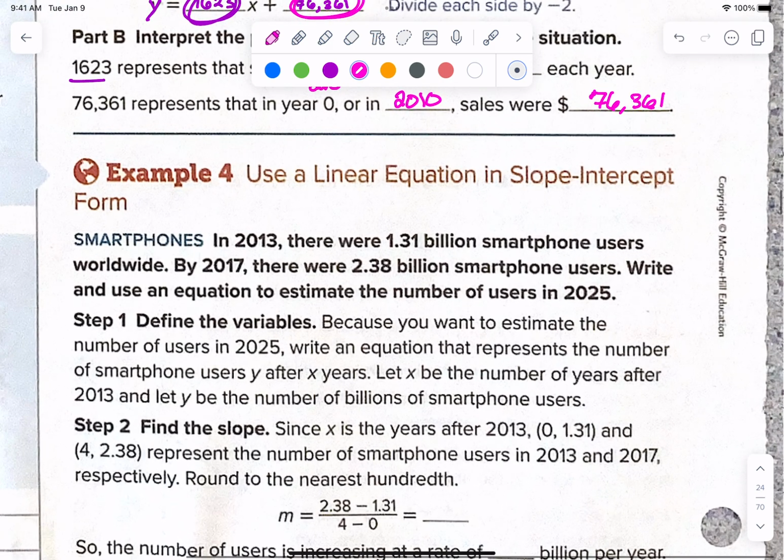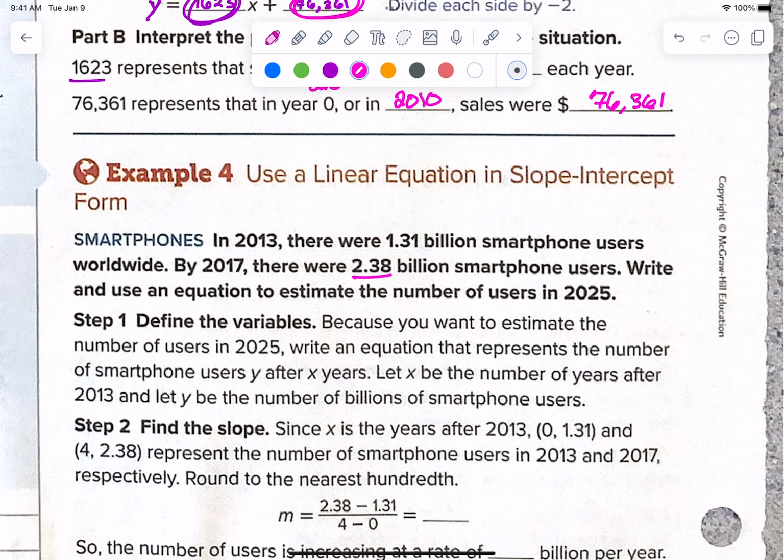All right. In 2013, there were 1.31 billion smartphones. We're not actually going to put the zeros behind that number. We're going to leave it as 1.31 billion. In 2017, there were 2.38 billion.